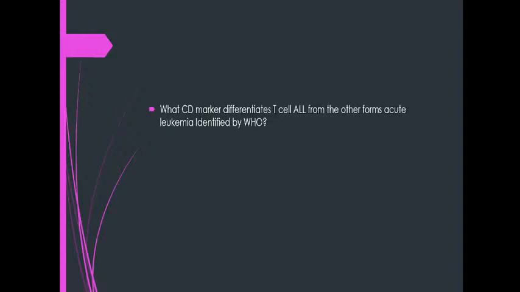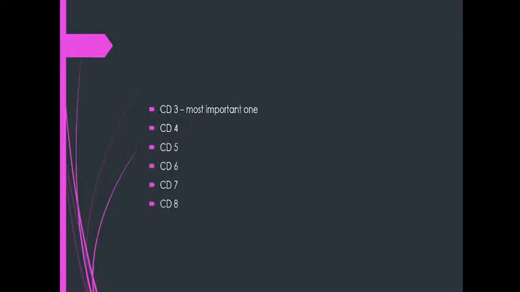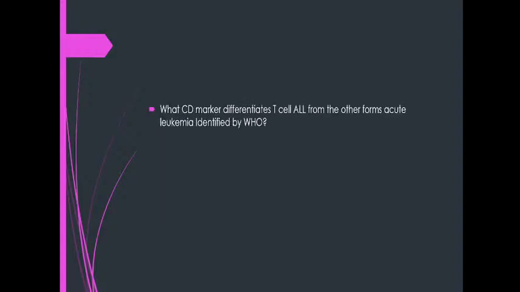Okay? Now, CD marker to differentiate T-cell from all other forms of leukemia identified by the World Health Organization. And there's actually one that is considered as the most important one. Mabibigla kayo sa next slide. CD markers to differentiate T-cell ALL from all other forms of acute leukemia are these 6 CD markers: CD3, 4, 5, 7, 8. Medyo madali, may pattern pa rin.